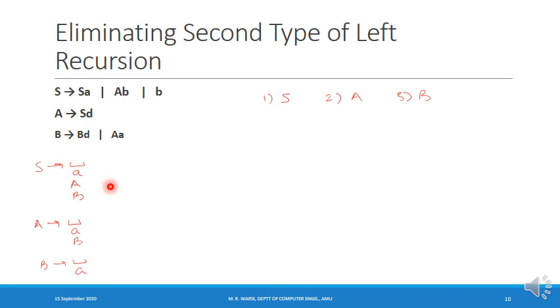Let's pick up the production of the variable capital S, and when you examine it, you find that the right hand side is beginning with capital S. It is a case of immediate left recursion, so we'll eliminate it using the technique that we discussed earlier. And this is beginning with the variable capital A, no issue with this, and it is beginning with a terminal symbol, no issue with this. So for the productions of the variable capital S, I simply have to eliminate this immediate left recursion.